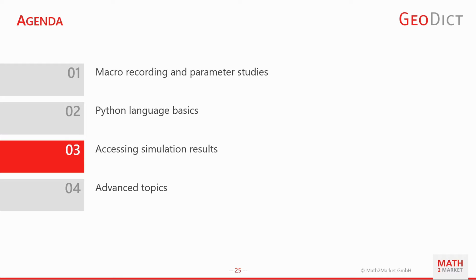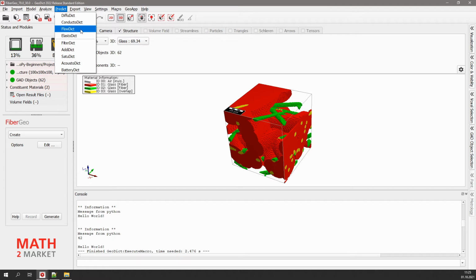Let's start with the last part. Now we will run a simulation to access the results and save nice images from a macro. A simulation would be the next step after generating structures, so we choose a flow simulation. Therefore, select Predict, FlowDict.